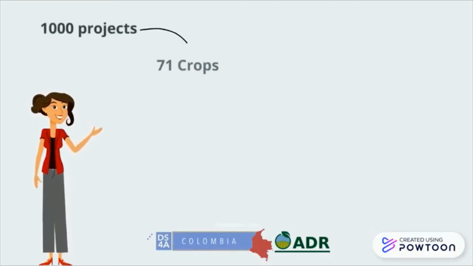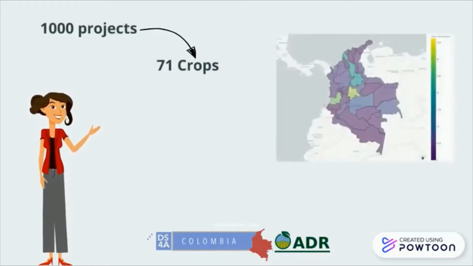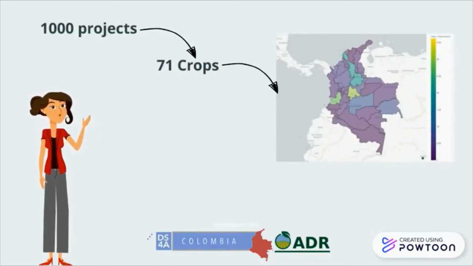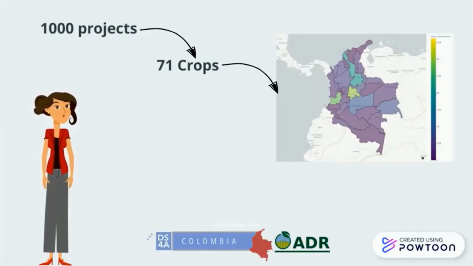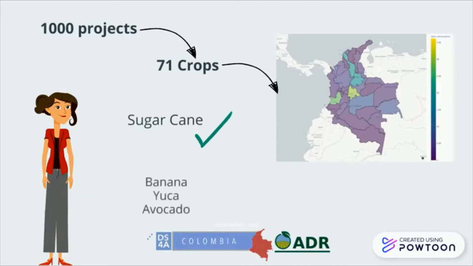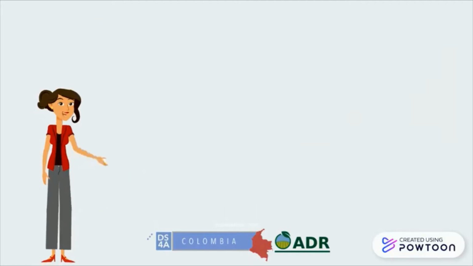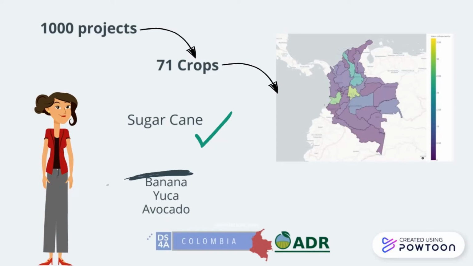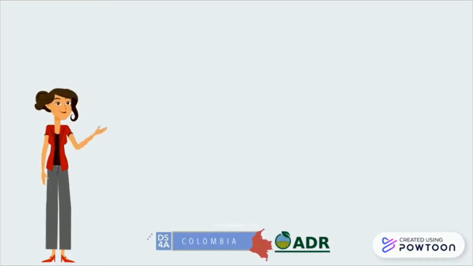So some cool facts about our data is that we know Colombia is known for its coffee, but surprisingly, coffee wasn't in the top charts of our project. We analyzed over 1,000 projects with 71 different crops from all the areas of Colombia, and what we found is that sugarcane is the crop with the highest yield, and that ADR has been financing mostly projects on banana, yuca, and avocado. So in the slide, you definitely have a hint of what ADR should be prioritizing for next year.